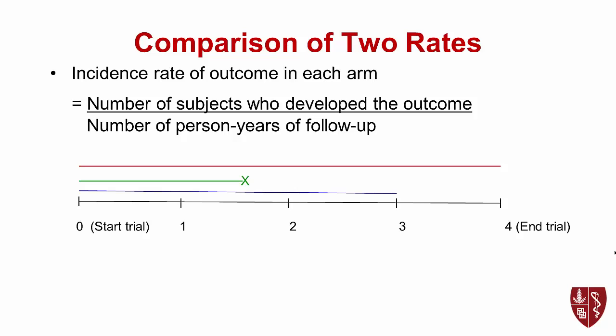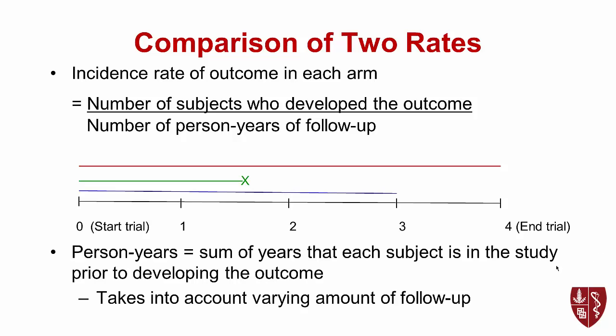And finally, we've got this third subject in blue who just stayed in the study for 3 years, didn't develop the outcome, and then dropped out of the study. So this person contributes only 3 years in the denominator. So what we do for the incidence rate denominator is we sum up the years that each subject is in the study prior to developing the outcome. So the advantage of using the incidence rate is you can actually account for varying amounts of follow-up in study subjects.